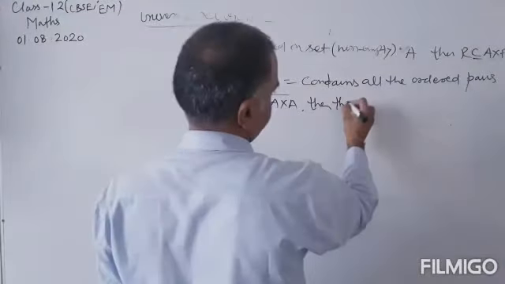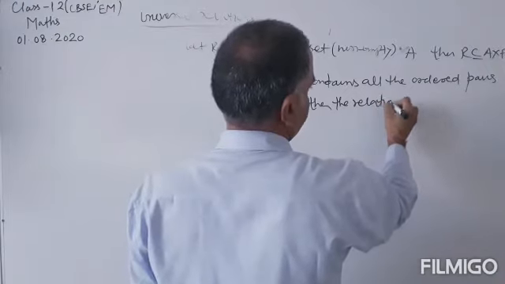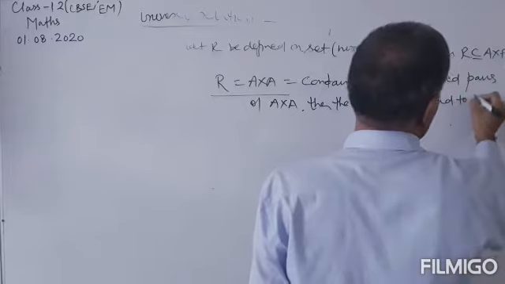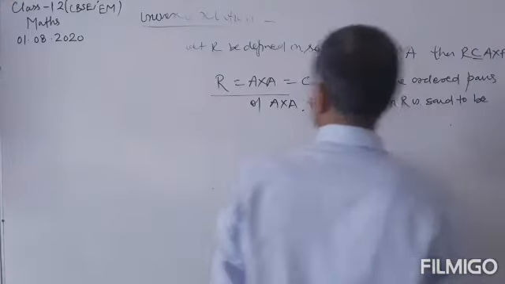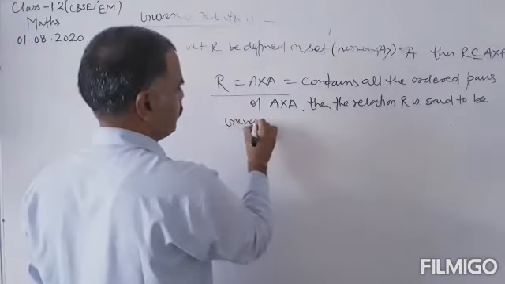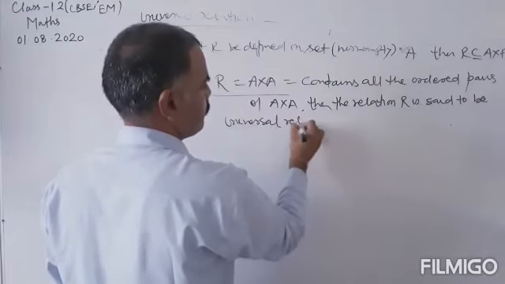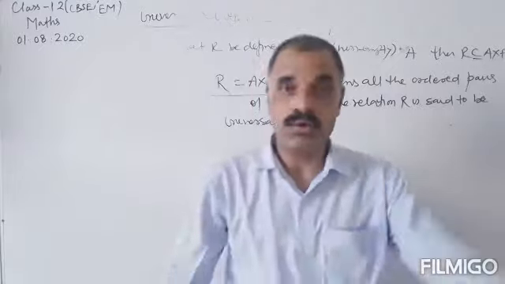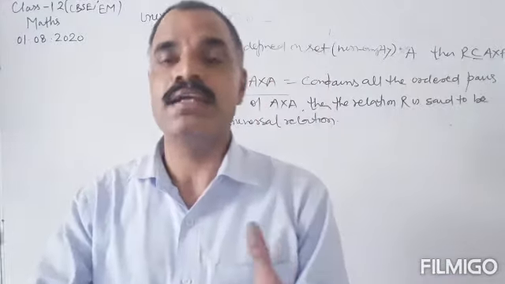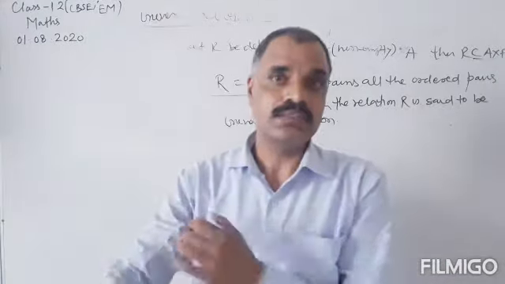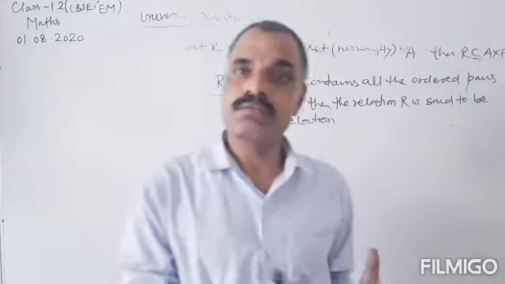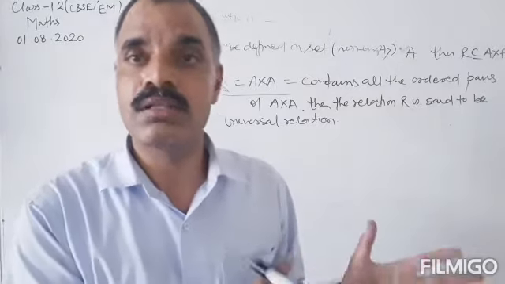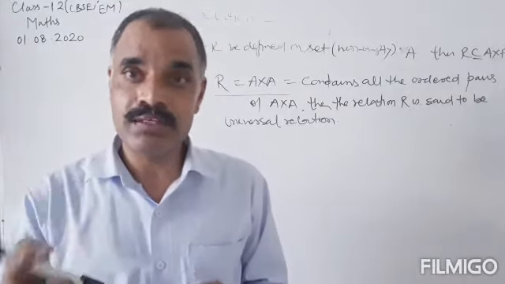Then the relation R is said to be a universal relation. So the universal relation contains all the ordered pairs of A cross A. Now it is well known what is meant by the universal relation: it contains all the elements. Now I have defined two relations.